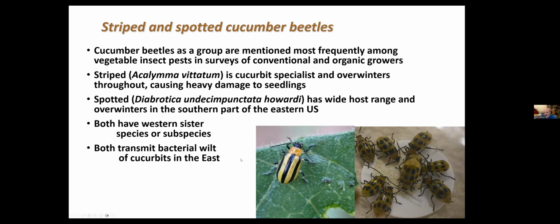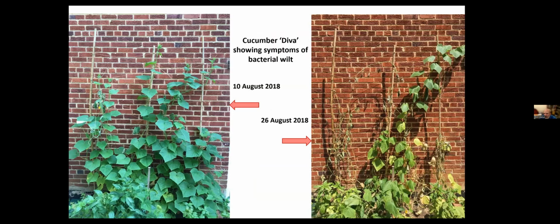Importantly, for growers, including gardeners, these species both transmit a bacterial wilt that's very damaging, especially to cucumbers, but to some other cucurbits. And here's Exhibit A. This is the wall of my house in Arlington, Virginia. And it has happened more than once, but this was the best picture. So here's my beautiful crop of cucumbers just starting to flower. Unfortunately, you can see a few little wilted leaves there.